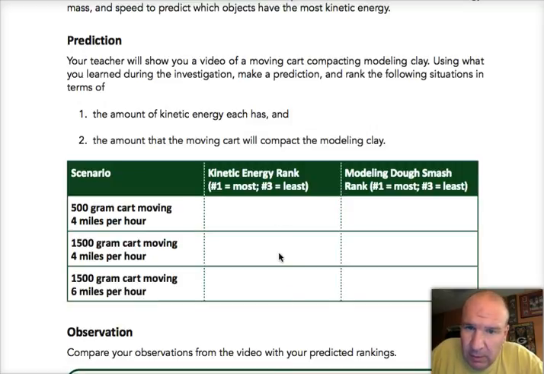So is it this one, or this one? Which one do you think is going to have the second most kinetic energy? And which one do you think is going to have the third most kinetic energy? So in your book, you want a 3, a 2, a 1, or a 1, 2, 3, or a 3, 1, 2, whatever you feel has the most, the second most, and the least. So go ahead, pause the video, finish this, and then once you're ready to watch the video, restart the video.